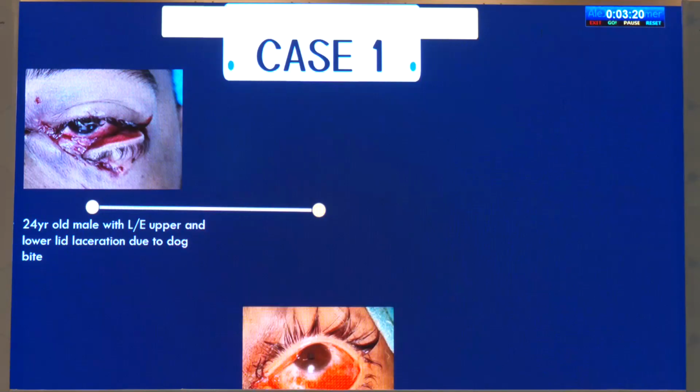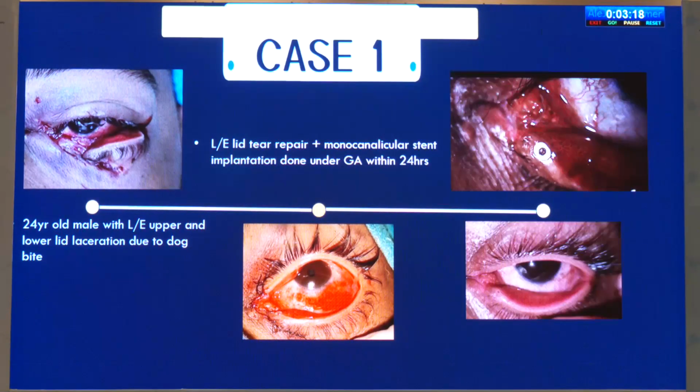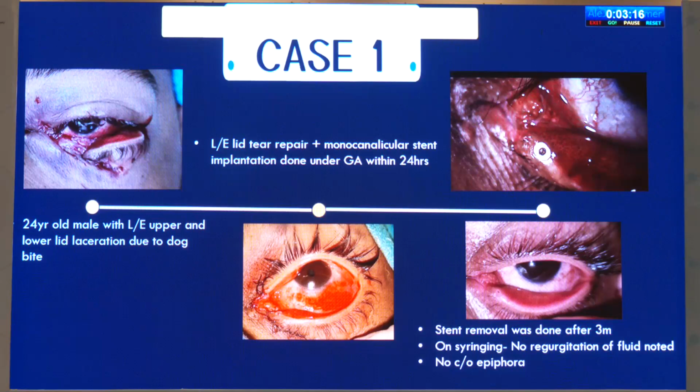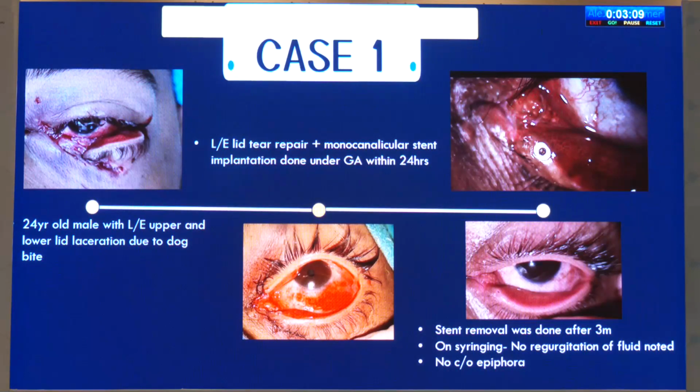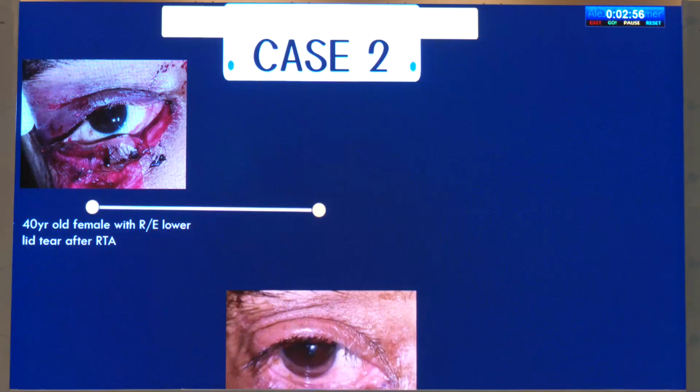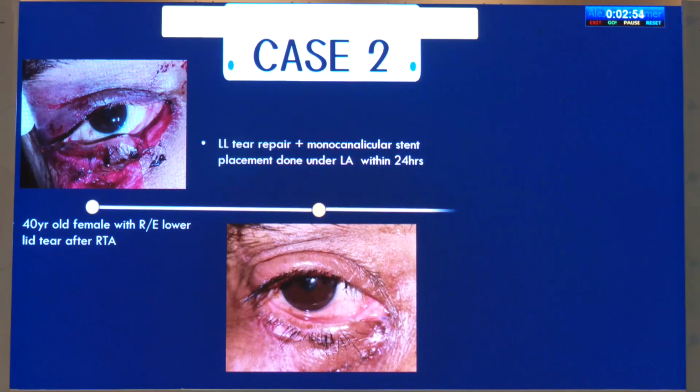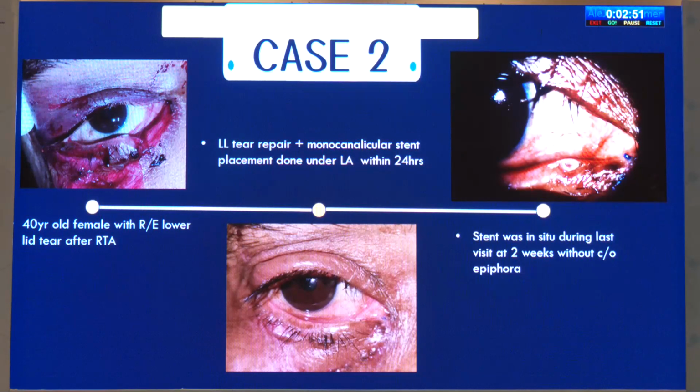Coming to our first case, the patient was a 24-year-old male with left eye upper and lower lid laceration due to dog bite. He was primarily treated within 24 hours, and a monocanalicular stent was implanted. After 3 months, we removed the stent and syringing was done, and it was successfully operated with no regurgitation of fluid noted. Coming to case 2, she was a 40-year-old female with right eye lower lid tear following RTA.